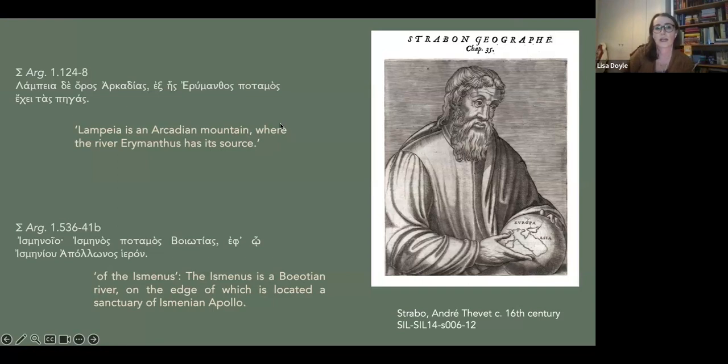So much of the Scholia consists of short notes like this one. This is an extract from a longer Scholion, but this is the information that comprises a lot of how we understand this geographical interest, how it manifests. We have simple notes like Lampeia: it's an Arcadian oros, an Arcadian mountain, where the river Erymanthus has its source. So we have these two landmarks occurring together.